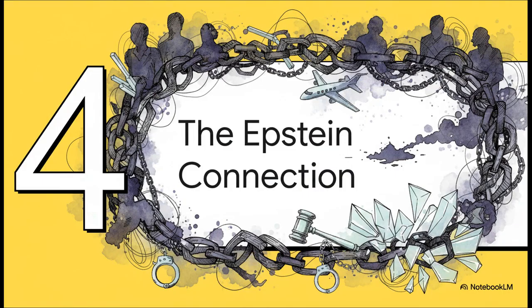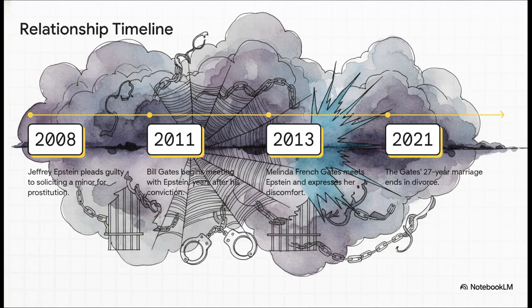But without a doubt, the most damaging scandal, the one that really shattered his image and was reportedly a major factor in his divorce, was his connection to the convicted sex offender Jeffrey Epstein. And the timeline here is just critical to understanding this. In 2008, Epstein pleads guilty. It's public record. 3 years later, in 2011, Bill Gates starts meeting with him. And they met multiple times.